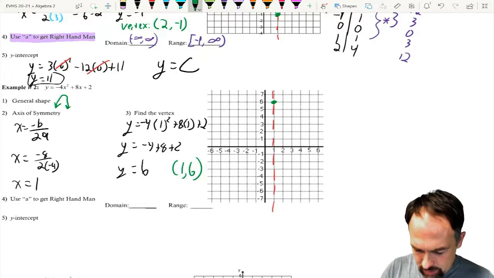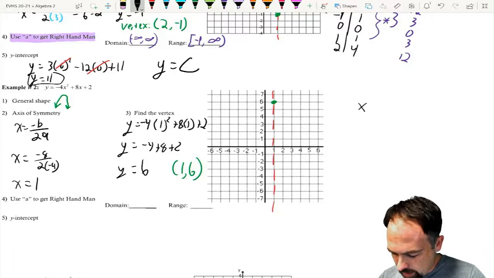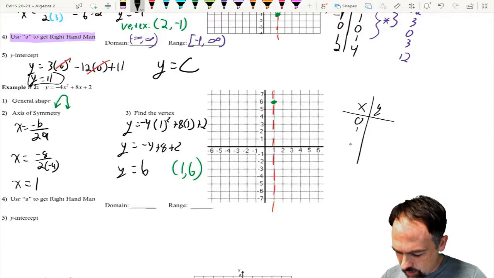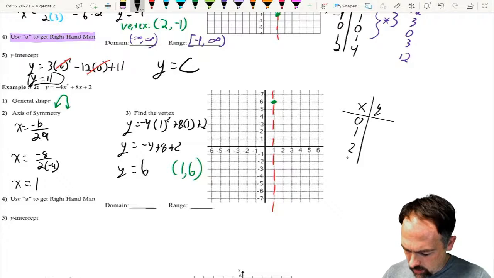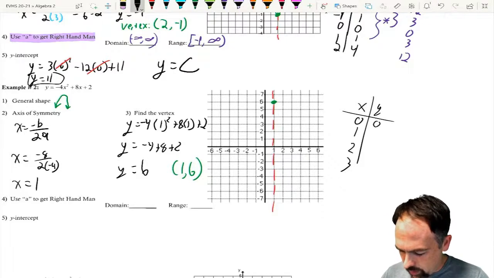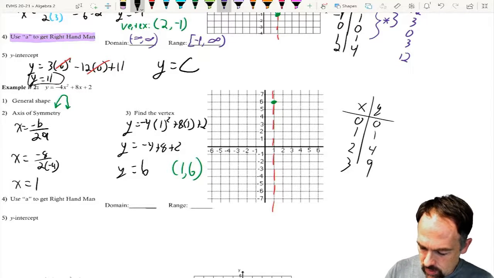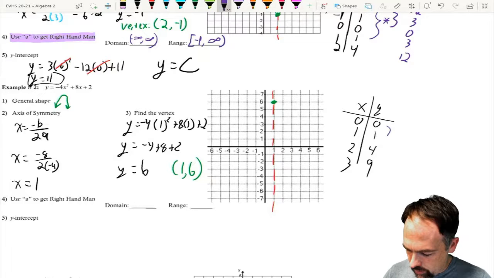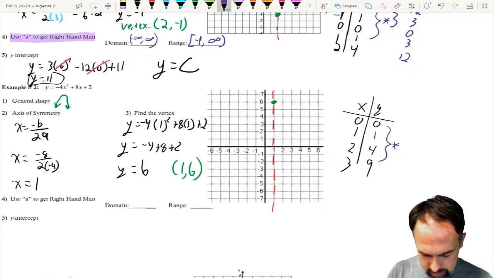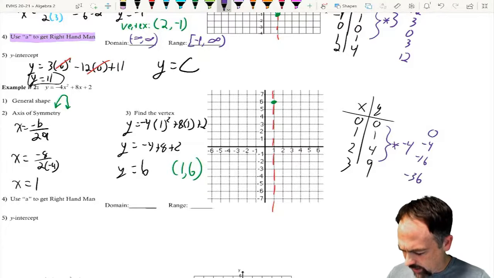Okay, we're going to use A to get our right-hand man. And then I'm going to use a simplified version of that table. We had x, y. I'm just going to do 0, 1, 2, and you know what, 3, just to see if it helps us. Now originally, remember, that was going to be on the parent 0, 1, 4, and 9. We're going to multiply all of those times, in this case, negative 4. And so our coordinates are 0, -4, -16, and -36.